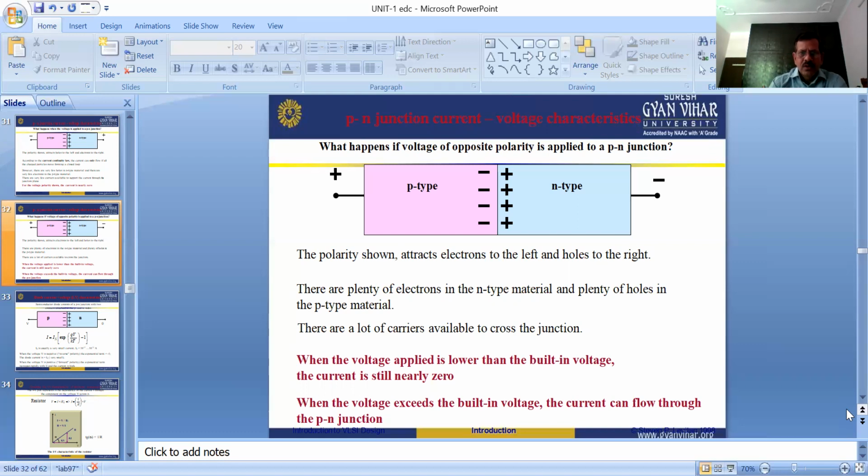So the total current will be zero across the junction, or no current flows in the PN junction diode. This is the condition for the conduction of a PN junction diode. It depends on the applied voltage and the built-in voltage.